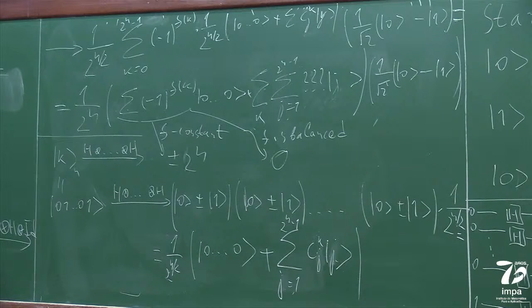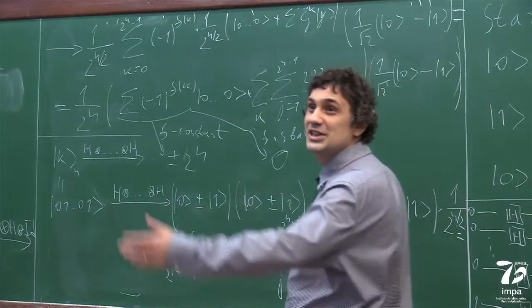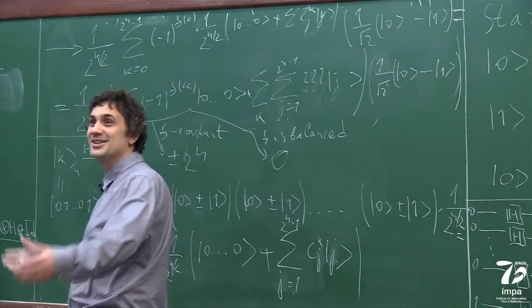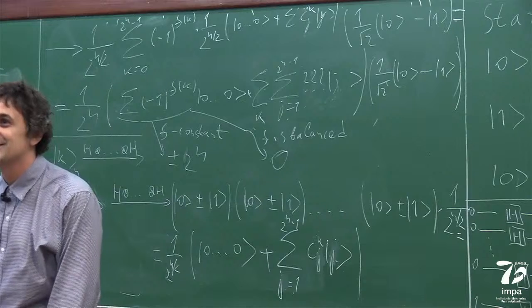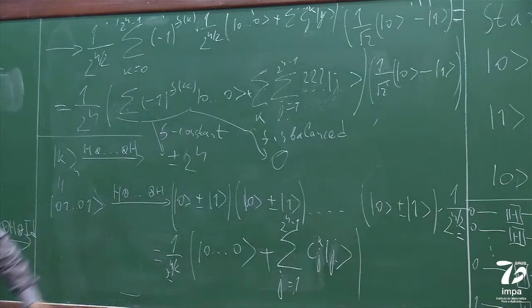We should know a priori that either f is balanced or constant. We have to know this in order for this algorithm to work. In another case, this algorithm doesn't work. There are some algorithms which work for integer numbers but don't work for real numbers, or work for positive but not for negative. Then you have to do something else. So this is a priori.